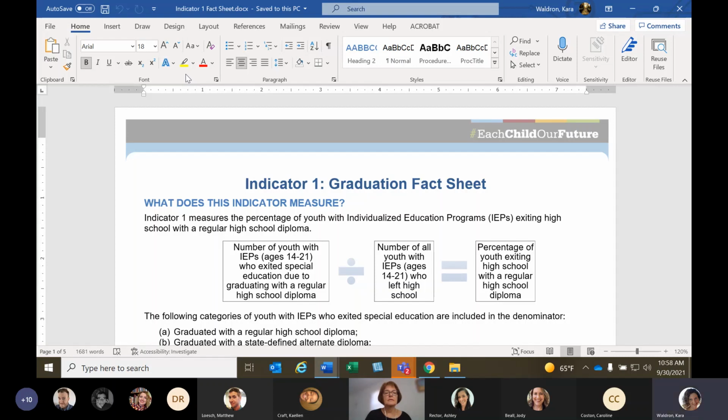Okay, so our hope would be to get through at least indicator 1 before the break, but we'll see how we do, right?